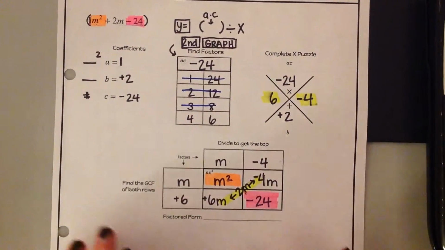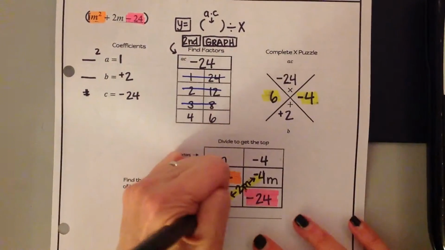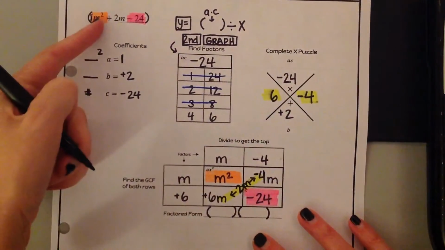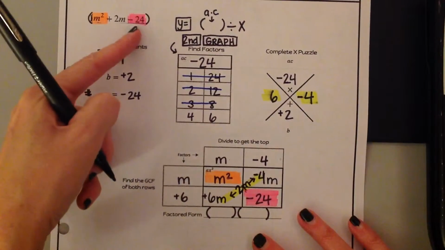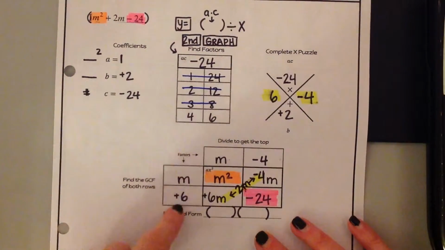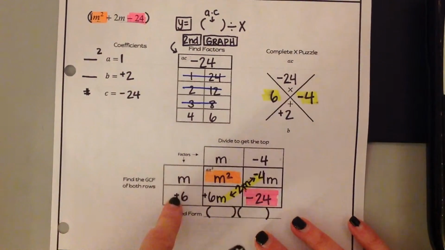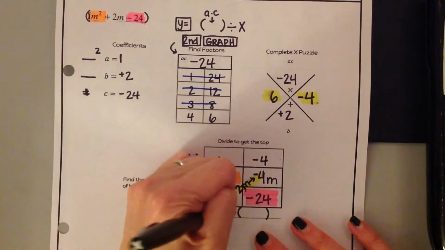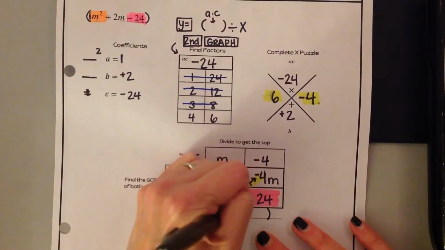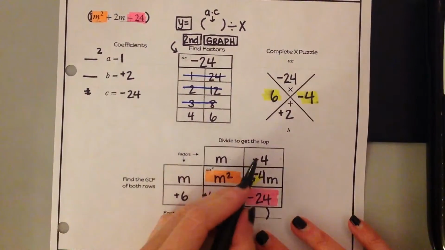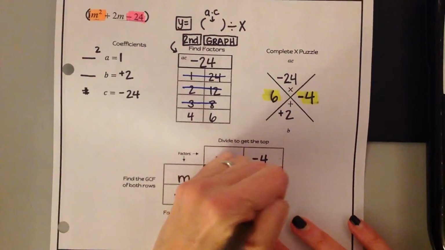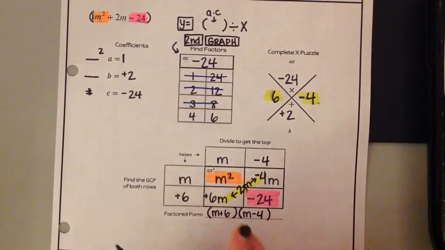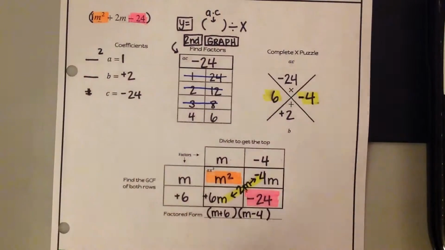Now I'm ready to write my final answer. And my final answer is simply what multiplies together to make m squared plus 2m minus 24. And it's going to be what are the terms of our rows and what are the terms of our columns. So the first parentheses is going to be m plus 6, and the second parentheses is going to be m minus 4. And those are the factors. This is what multiplies to make our trinomial.